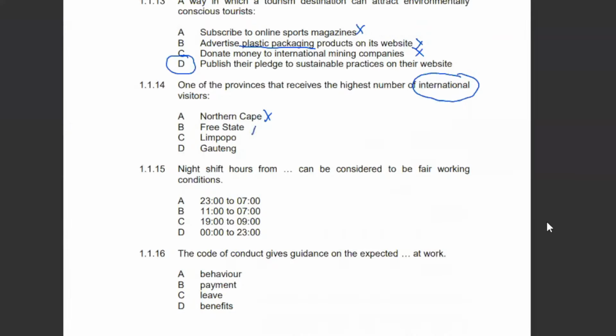The same applies to Limpopo and Free State. These cannot be accepted as correct answers. Then the option which we are left with is Gauteng. Why are we choosing Gauteng? The reason is that OR Tambo International Airport, which is located in Gauteng, is South Africa's international gateway. That is South Africa's busiest international gateway.